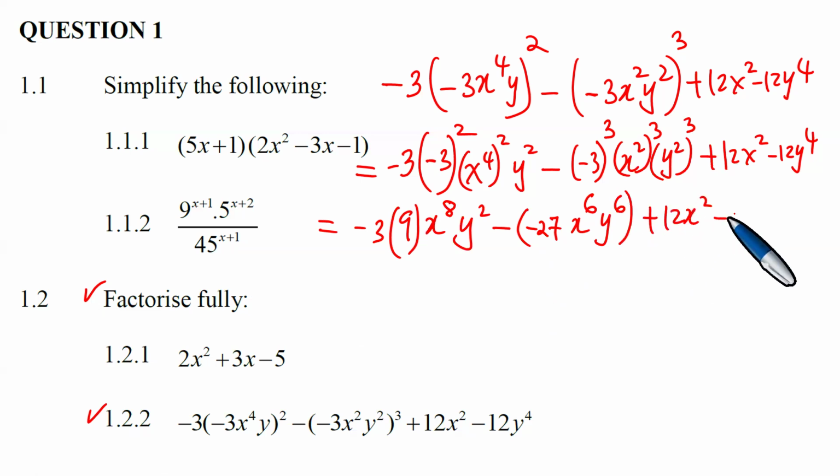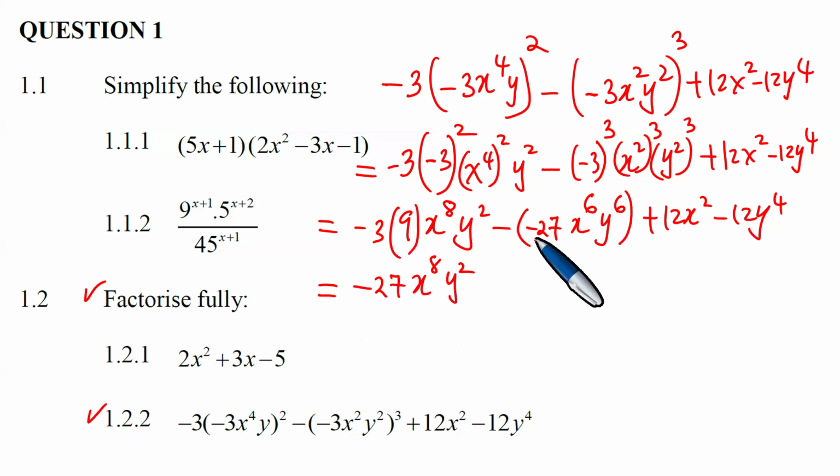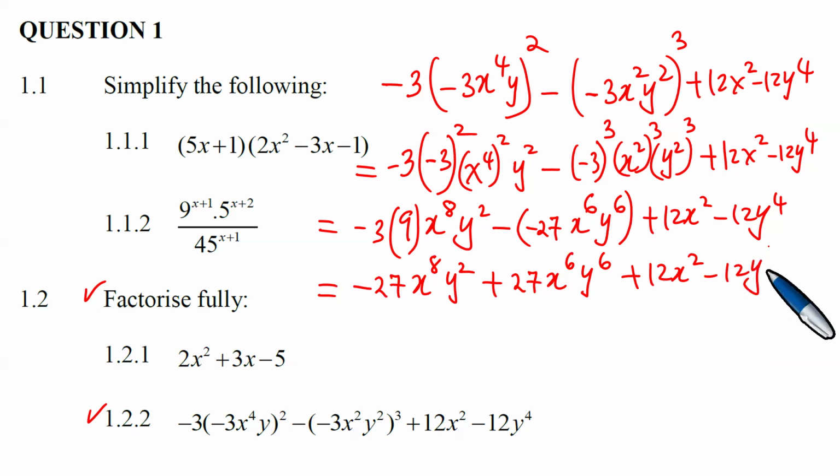Plus 12x squared minus 12y to the 4th power. What is minus 3 times 9? Minus 3 times 9 is equal to what? 27. It's negative 27. Then there's x to the 8th power, y squared. Now what's negative times negative here? Positive 27. x to the 6th power, y to the 6th power, plus 12x squared minus 12y to the 4th power. So what do we do at this point?